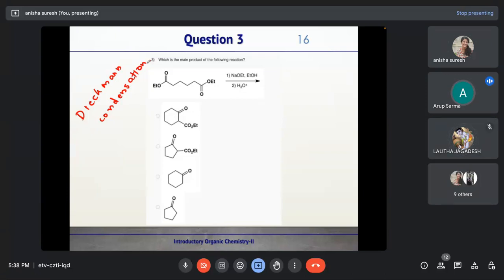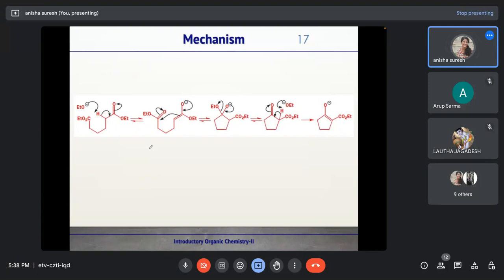Cyclopentane. Five-member ring. Which option? The option is Option 2. Option 2 will be the right answer. We can see the mechanism.